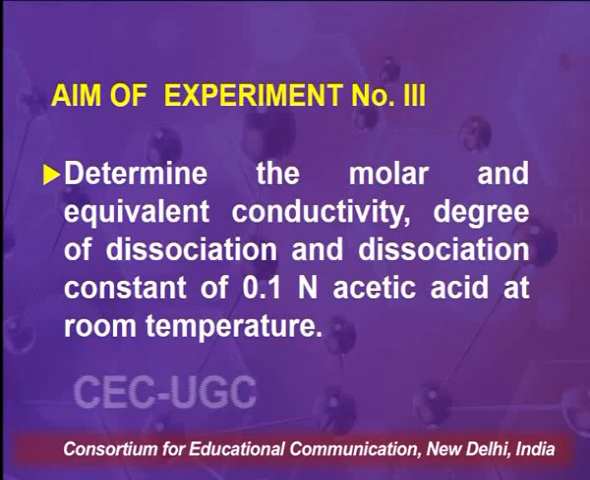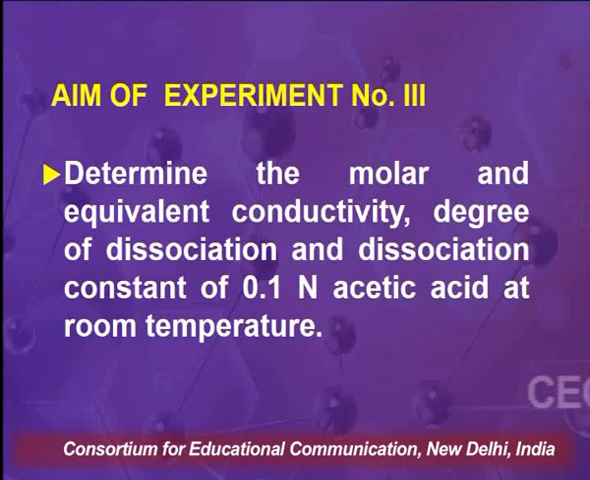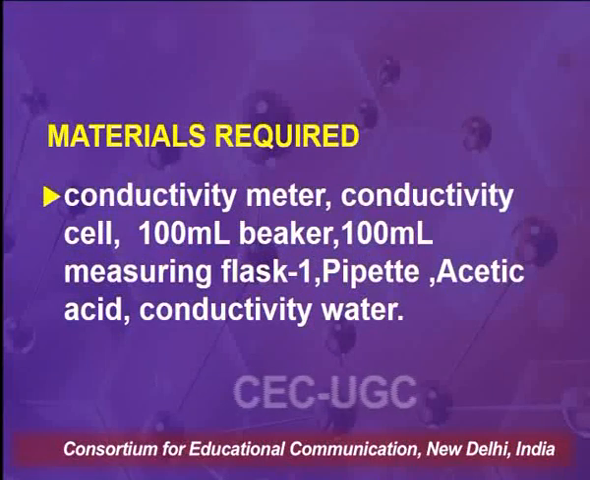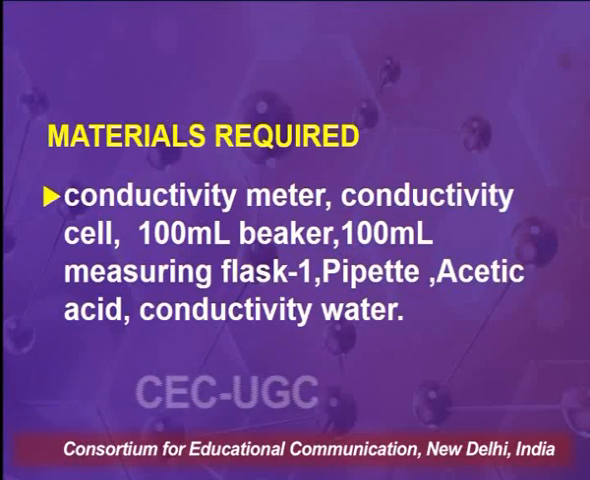Now we have experiment number 3 of conductance. The aim of this experiment is to determine the molar and equivalent conductivity, degree of dissociation and dissociation constant of 0.1 normal acetic acid at room temperature. We have already determined the molar and equivalent conductivity in experiment number 2. The materials required are conductivity meter, conductivity cell, 100 ml beaker, 100 ml measuring flask, pipette, acetic acid and conductivity water.